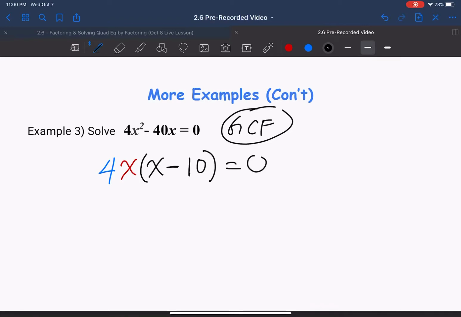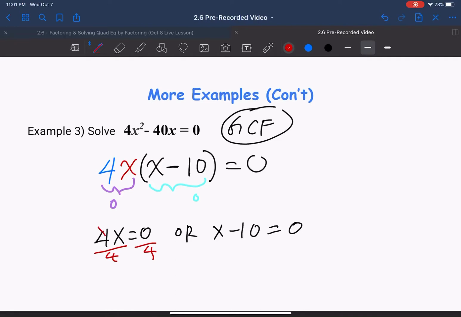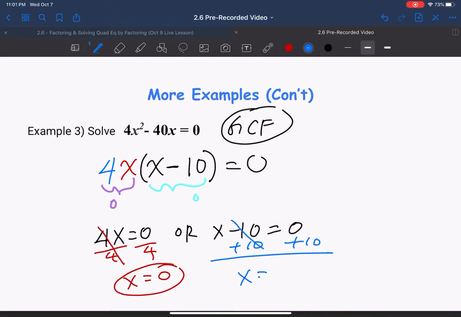Which means this part has to be 0, right? Or this part has to be 0. So you have to set them equal to 0. 4x has to be 0, or x minus 10 equals 0. Here you have to solve for x. x equals 0. Here you add 10. This cancels. x is 10.